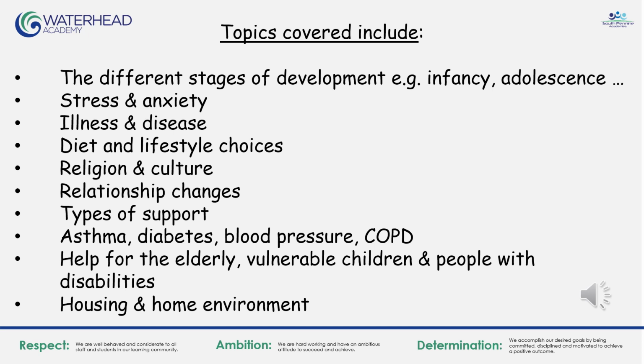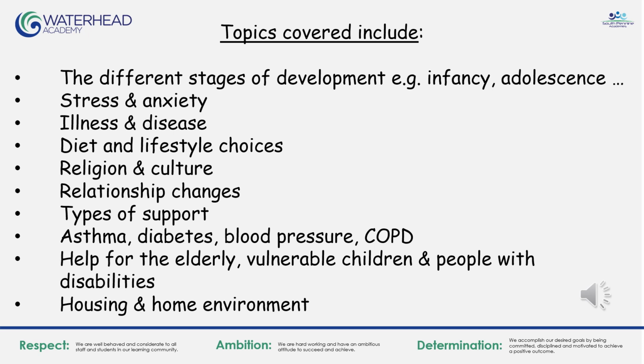You'll learn about religion and culture, how that influences people and how it gives people guidelines in order to live a better life. You'll learn about relationship changes. You'll learn about different types of support. Say if you've had an accident, for example, what support's available for you. For example, informal support like family and friends, formal support such as doctors. If you're struggling with your mobility, you could get the help of a physiotherapist, for example.